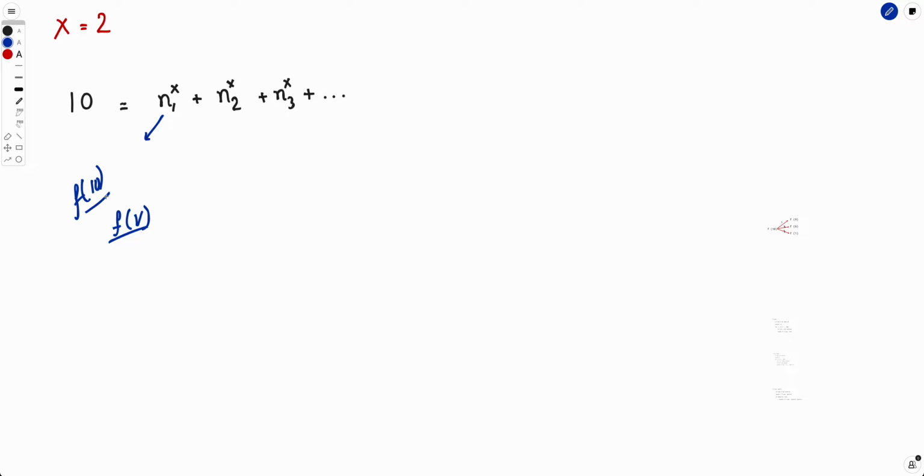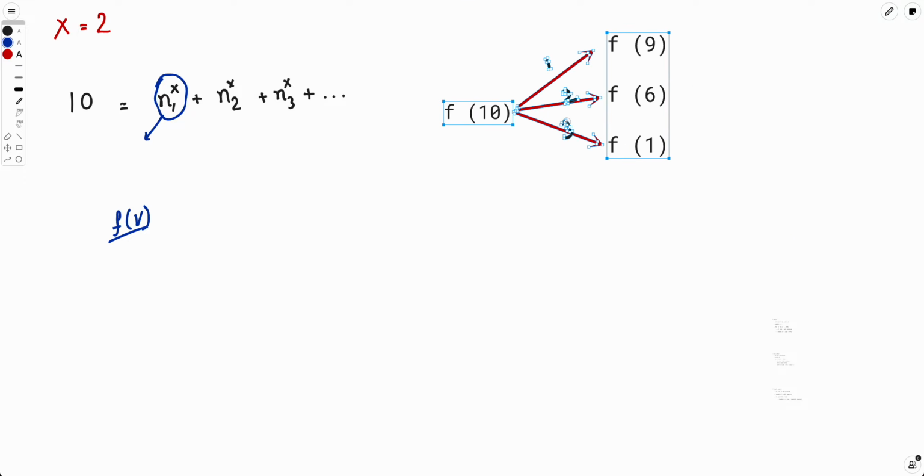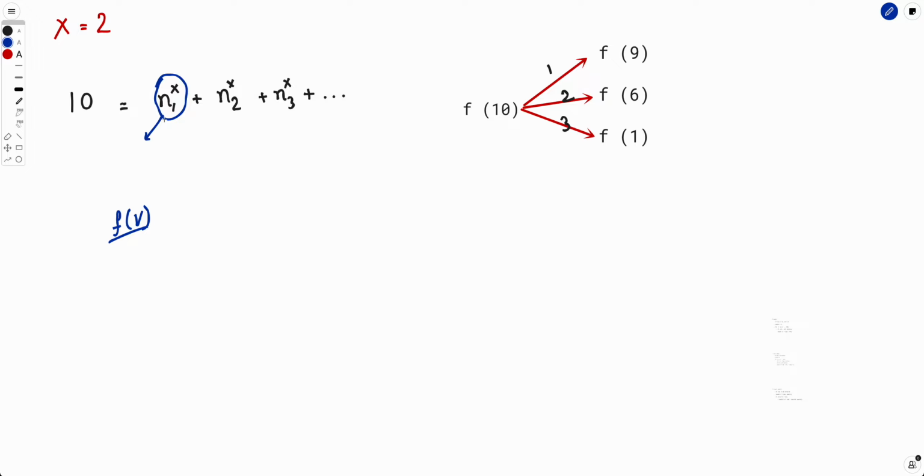So let's just try to formalize what f would look like. Let's say we are trying to find f of 10. You have to first figure out the value of n1. So there are three possible values of n1 for this f of 10: 1, 2 and 3. Because x is 2, if you take n1 as 4, this value would be 16, which is already greater than 10. So you will not be able to get a sum of 10 with 16. So that's where we have three different values, 1, 2 and 3.